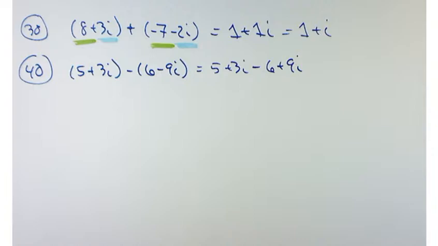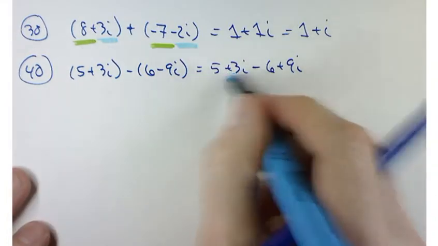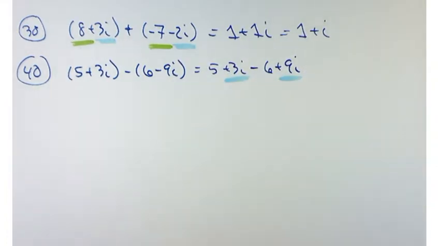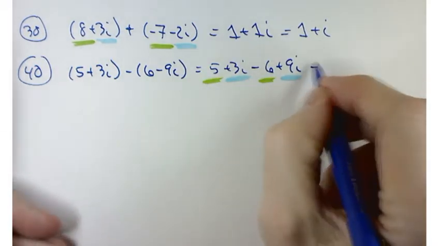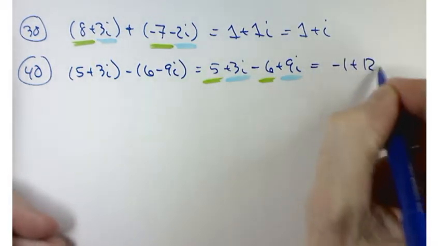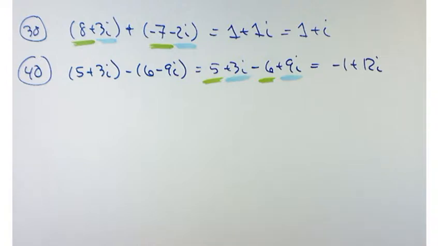So Logan, what do we get when we combine the like terms here, please? Good. So, thank you. Negative 1 plus 12i. Nice.